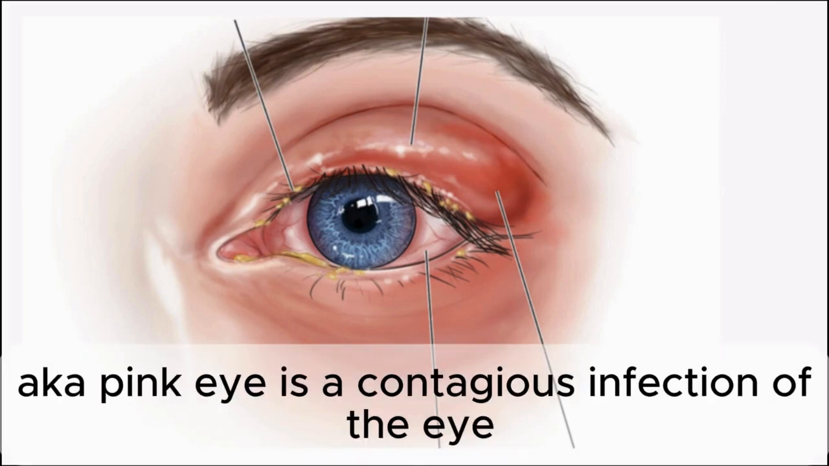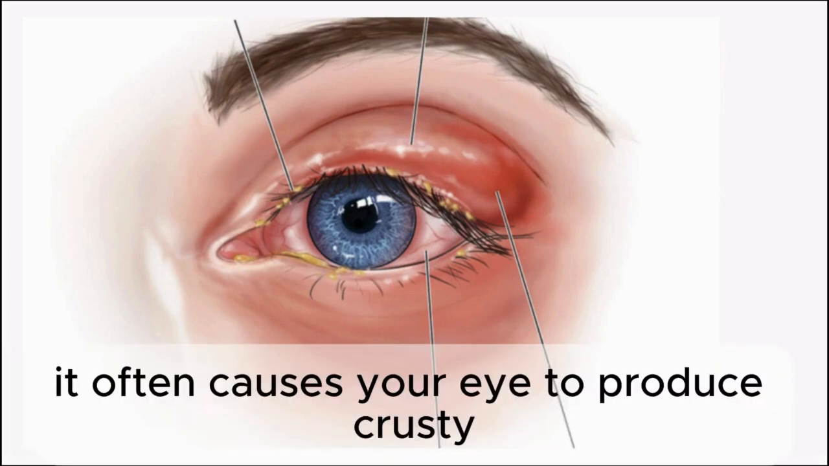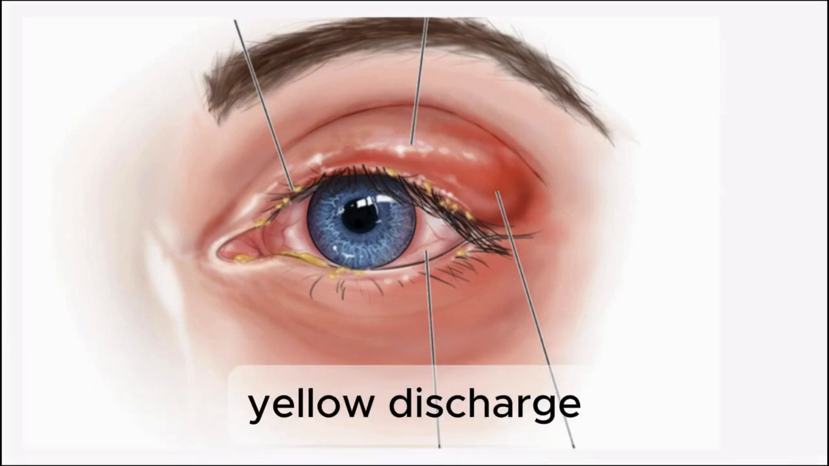Conjunctivitis, aka pink eye, is a contagious infection of the eye. It often causes your eye to produce crusty yellow discharge.